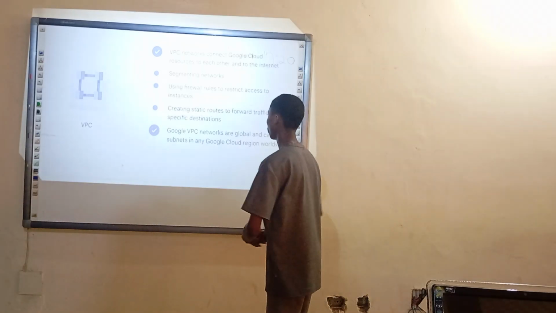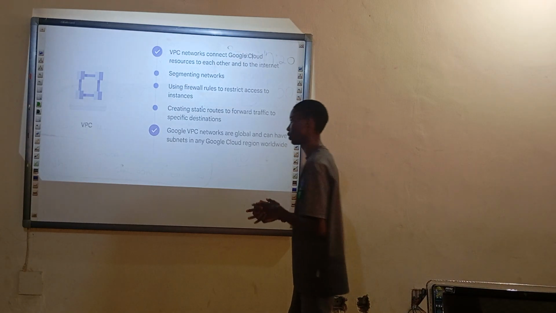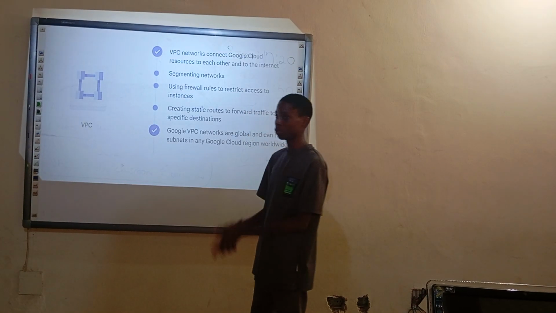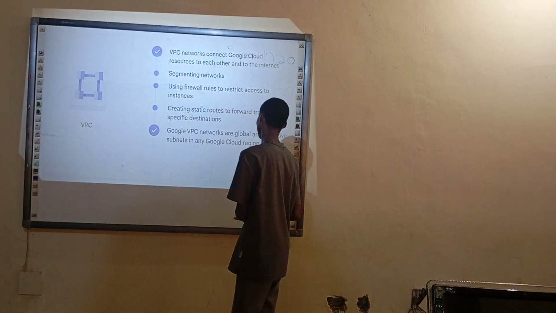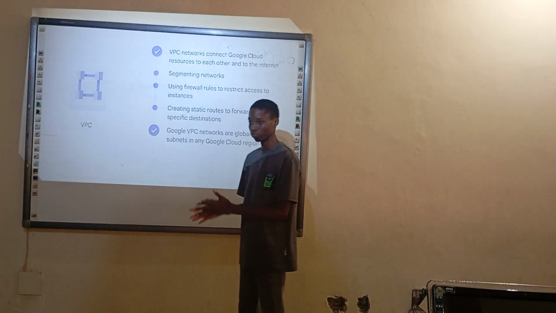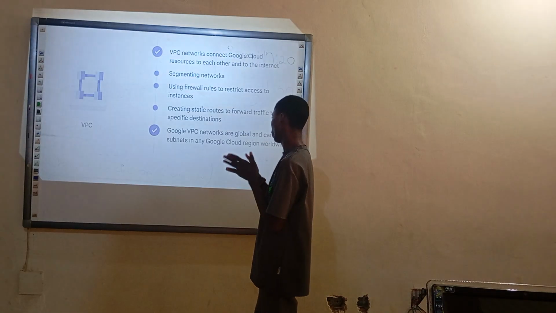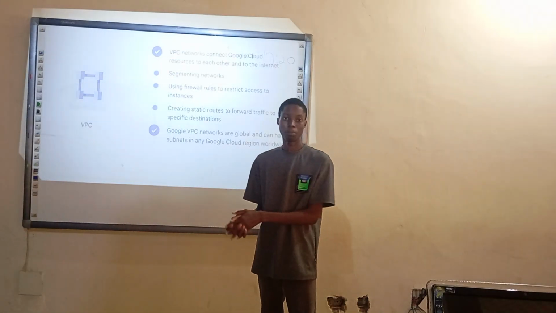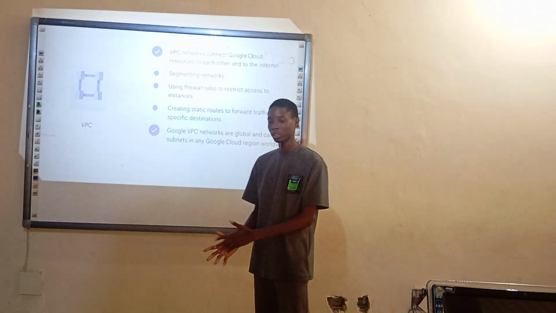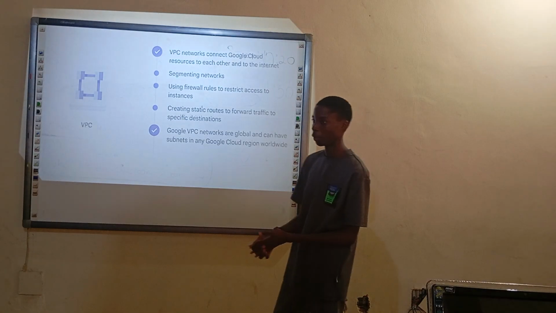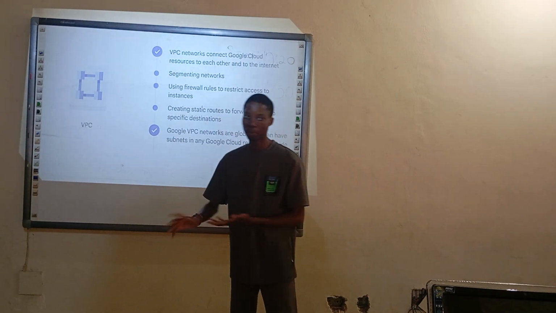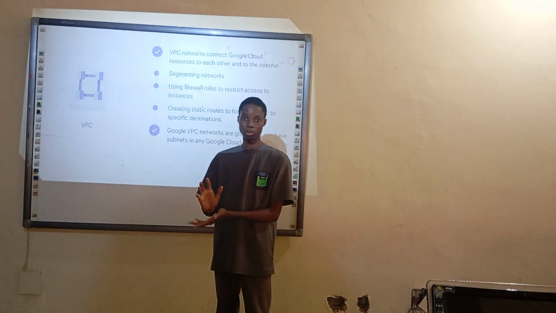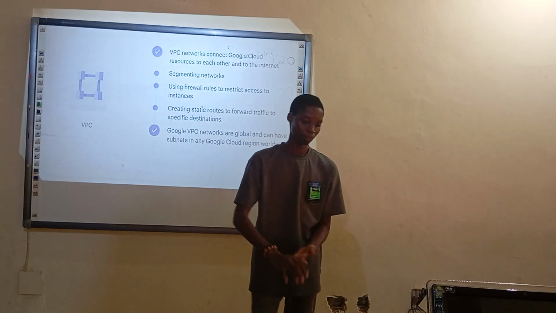And a VPC network connects Google resources to each other and to the internet. This includes segmenting networks, using firewalls to restrict access to instances, and creating static routes to forward traffic to specific destinations using your routers. Google VPC networks are also global and can have subnets, which are smaller pieces of a larger network, in any Google Cloud region worldwide. So your subnets can span all the zones that make up a region. This type of architecture allows you to easily define your network layout.